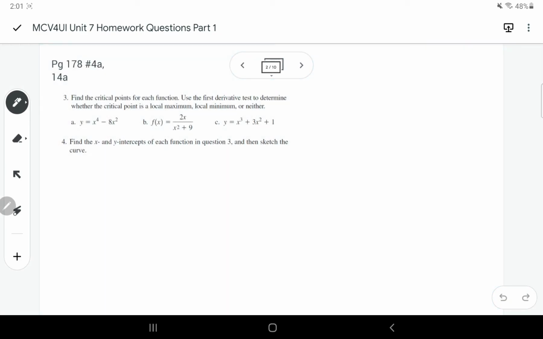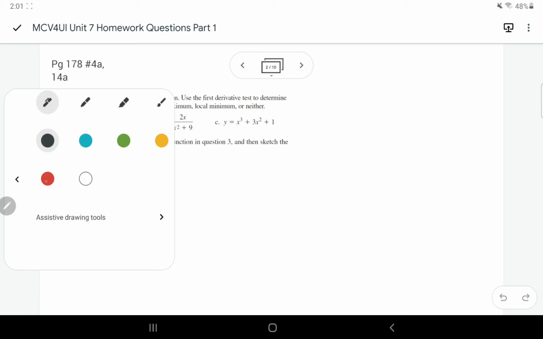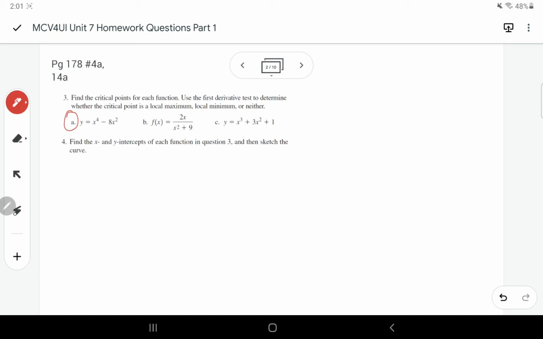So the question here was for 4a, and that's this one here. We want to find the critical points and then determine whether those critical points are maximum, minimum, or neither, and then find the x and y intercepts and sketch the graph. That's a bunch of stuff. The first step here is to find the derivative. So I have 4x cubed minus 16x, and I'm going to factor out a 4x, so I get x squared minus 4, and then a difference of squares.